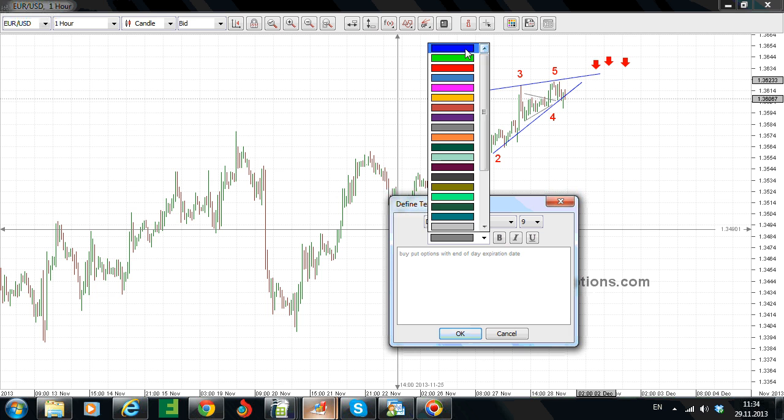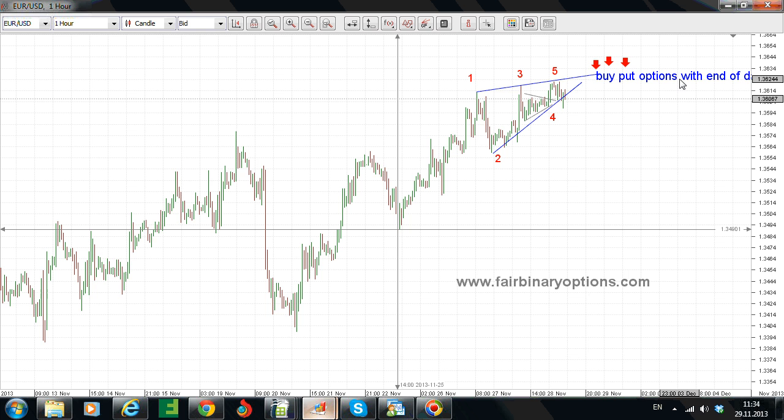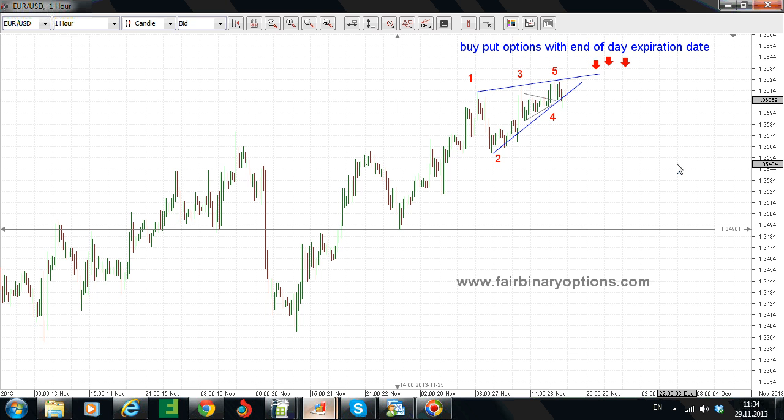By the time the New York closes, well, the New York is going to be on holiday because Thanksgiving Day, but the currency markets will be still open, and therefore, in terms of putting an hour to our recommendation, we should be put options with end of the expiration date, meaning 21 GMT.